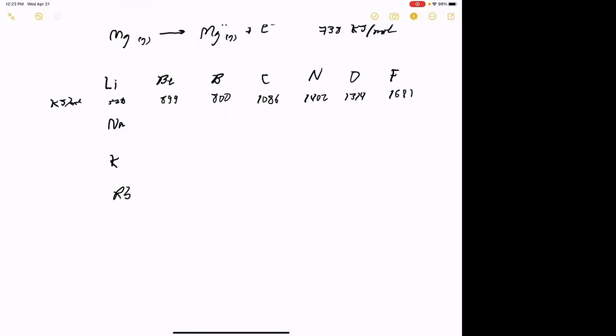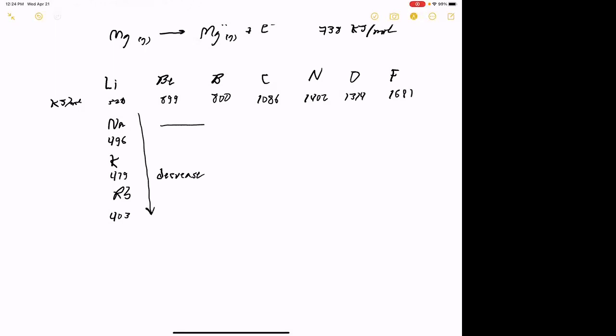So let's look at sodium. Might as well go downwards, 496. Potassium looks like it's going to be 419. And rubidium will be 403. So we have a definite trend going in that direction. As we move down the column, you can see that we're seeing a decrease in ionization energy, meaning that it takes less energy to pull an electron out.